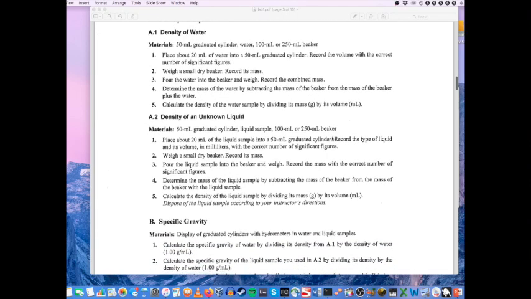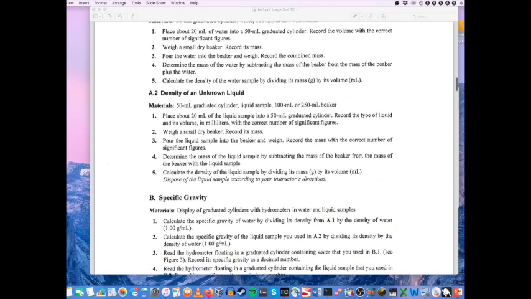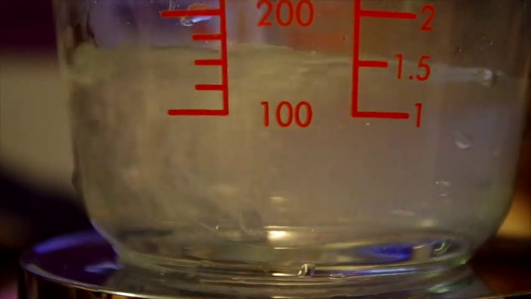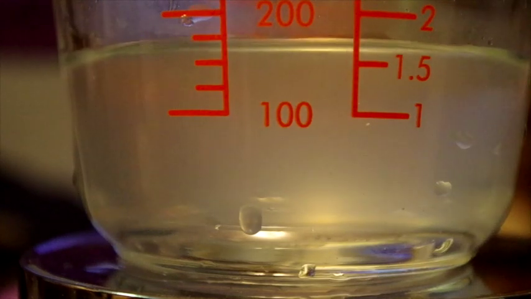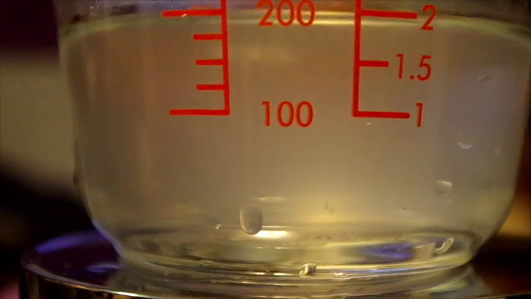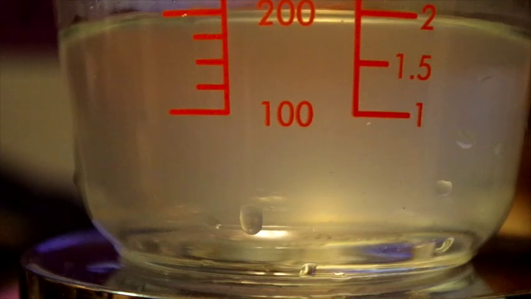Okay. So now moving on to part A2, I have prepared another solution which we will pour into the same beaker with the same mass, and I will do my best to hit one of the demarcation lines with the liquid level, and we will record the density of this new liquid in the same way that we measured the density of water.